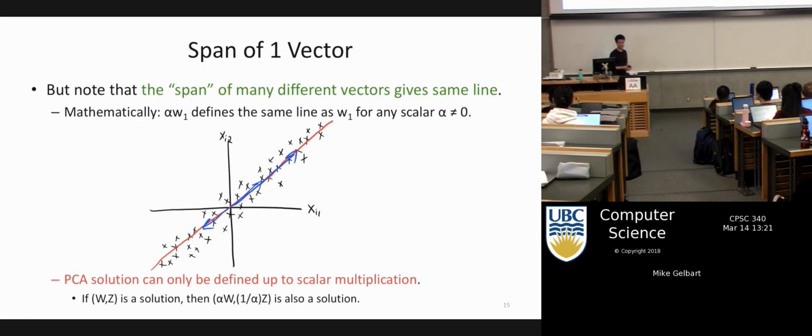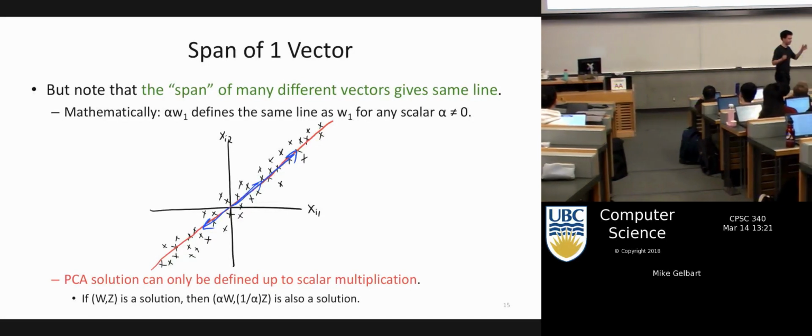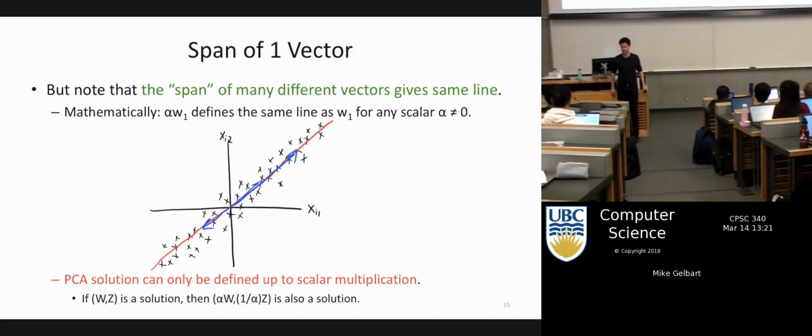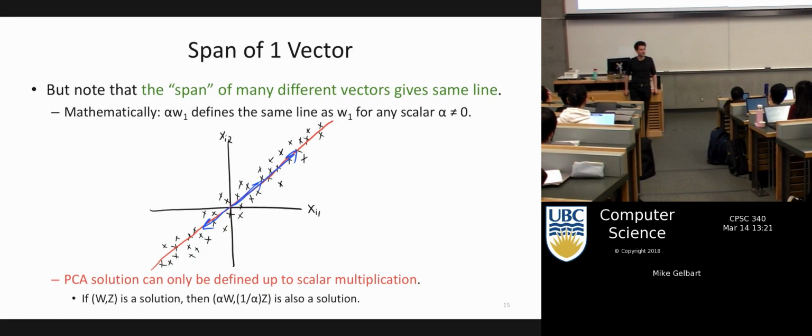Okay, this would be a good time to pause. The point here is to be able to connect this kind of linear algebra fact that I'm showing you, which is that the span of this vector is the same as the span of some other vector, with the fact that the solution to the optimization problem that I showed you, minimize ZW minus X Frobenius norm squared, is not unique. Those are one and the same statement, but it's kind of a big leap to make. So are there any questions about that?